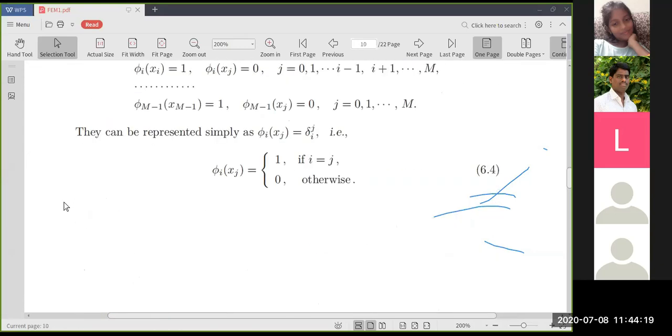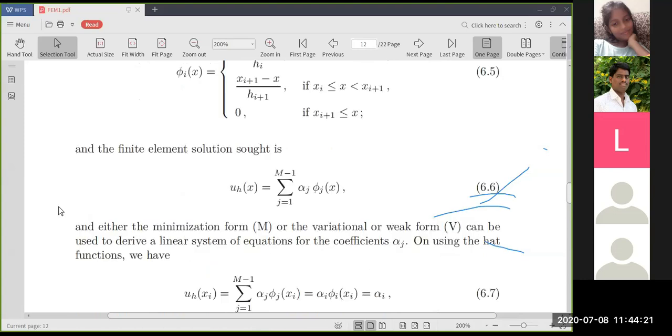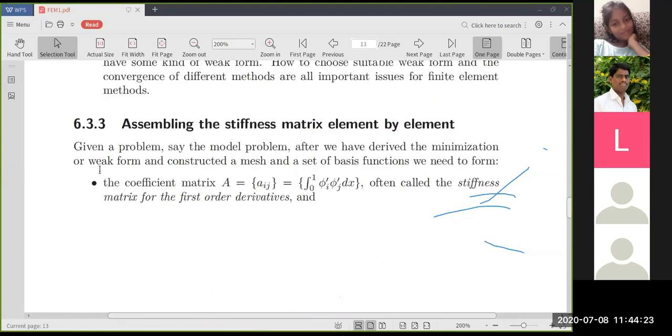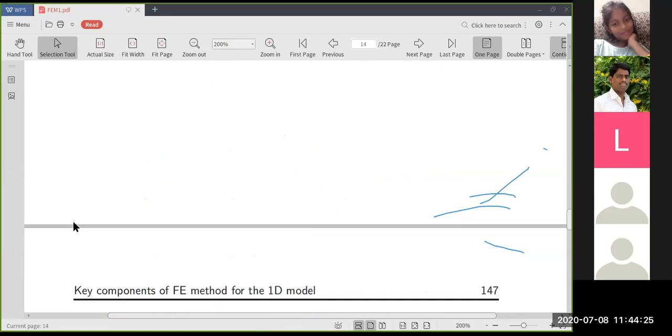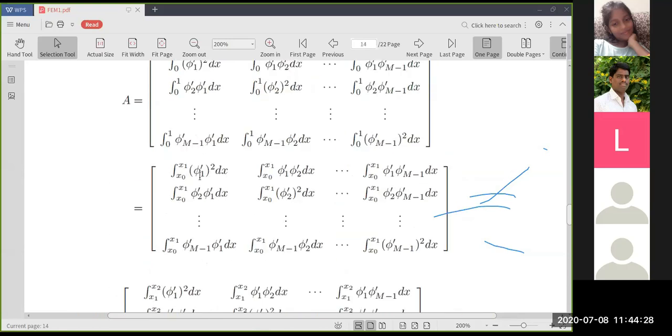So once we split this into smaller intervals, you see that here only the term phi 1 dash square dx, x0 to x1, is non-zero. All other terms in the first row are 0. Are you able to understand? Excluding this term, all other terms are going to be 0. The second row, third row, everything is fully 0. Only the first row, first entry is non-zero. All other terms are 0.